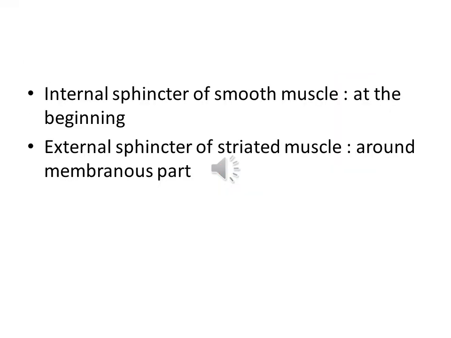One more point I have added over here regarding sphincters present in urethra. Two important sphincters are present. One is the internal sphincter of smooth muscle, located at the beginning of urethra. And the other is the external sphincter of striated muscles, located around the membranous part. So you only have to remember where they are located.